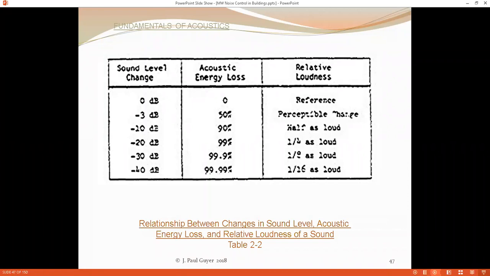If the decibel change is 10 decibels, the human would perceive that as about half as loud, even though it's only a 10 decibel change, and so on through this table. And this, again, is just to give you a feel for how the human responds to changes in the sound level.